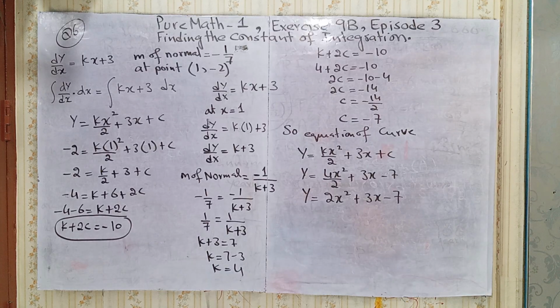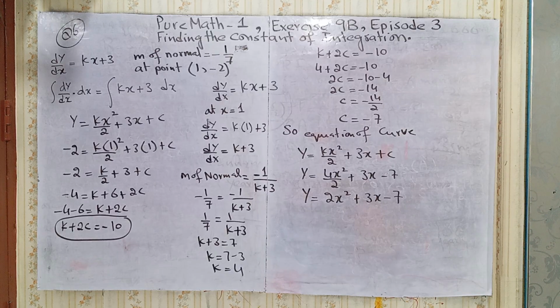This is question number 6 from exercise 9B. This is my third episode on this exercise. The topic of the exercise is finding the constant of integration. The topic of the chapter is integration. We are solving the course book of the Pure Maths 1. This is AS Level mathematics 9709, and we are working on paper 1 of this subject.